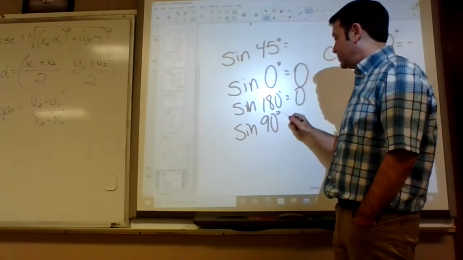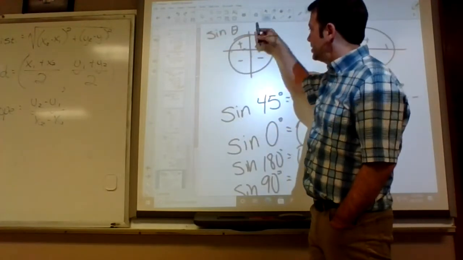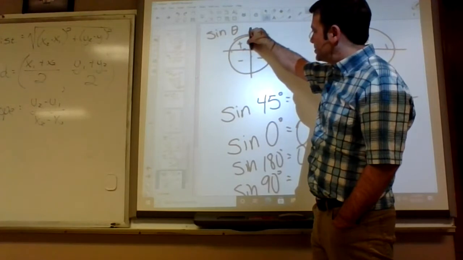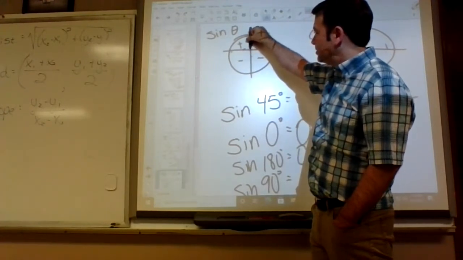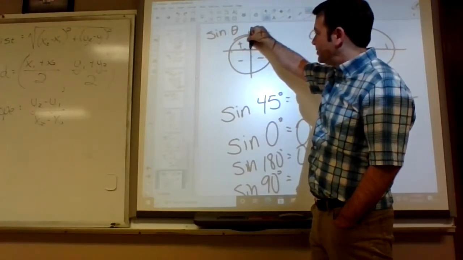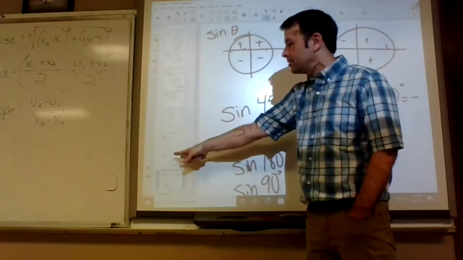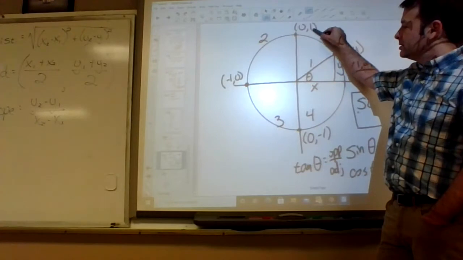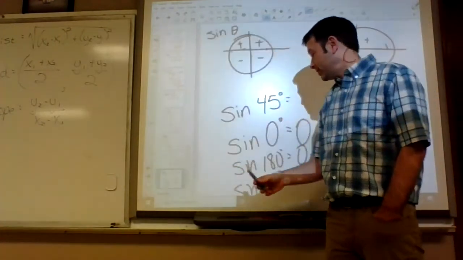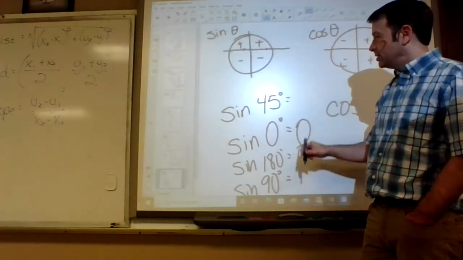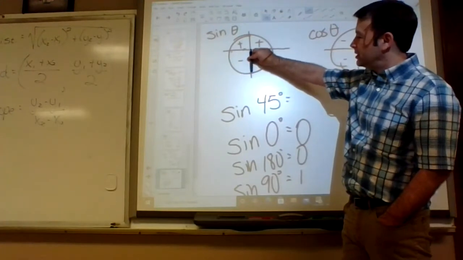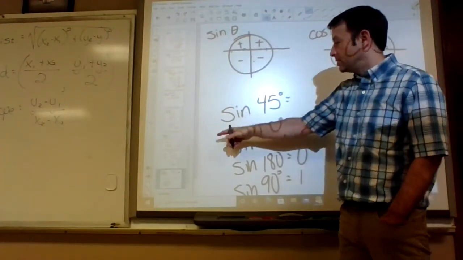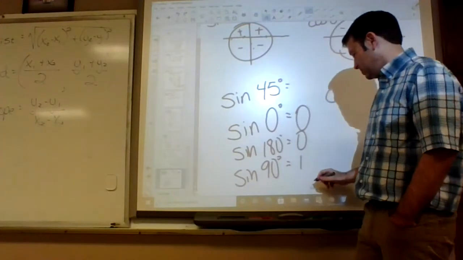How about sine of 90? 90 is up here. So if this is the unit circle, what's the y value? Go back to my pretty picture. The y value is 1. So sine of 90, if you plug that in the calculator, is going to give you a 1. Guess what sine of 270 is going to give you? Negative 1.